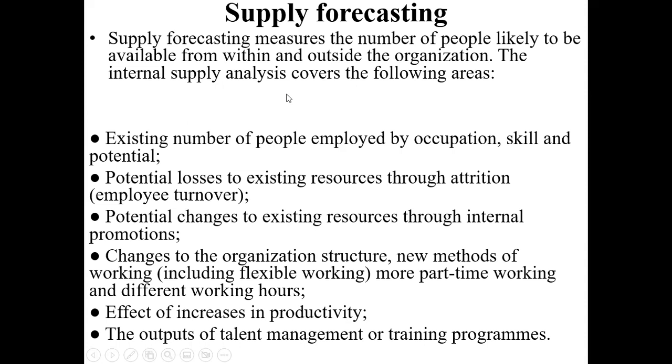We are now moving on to supply forecasting. So once again, supply forecasting measures the number of people that are likely to be available from within and outside the organization. The internal supply analysis covers the following areas. One of the predictors I mentioned earlier on is the number of people employed by occupation, skills, and potential. So that is the quantity and quality. Potential losses to existing resources through attrition, that is employee turnover.